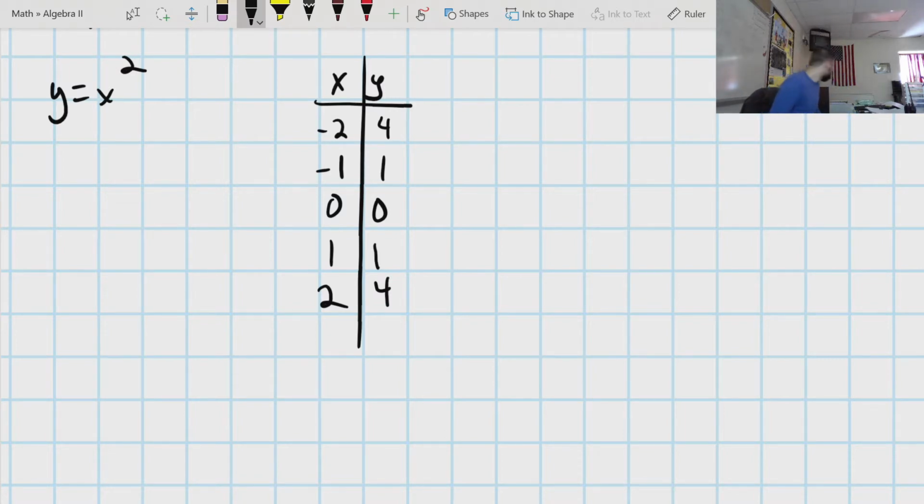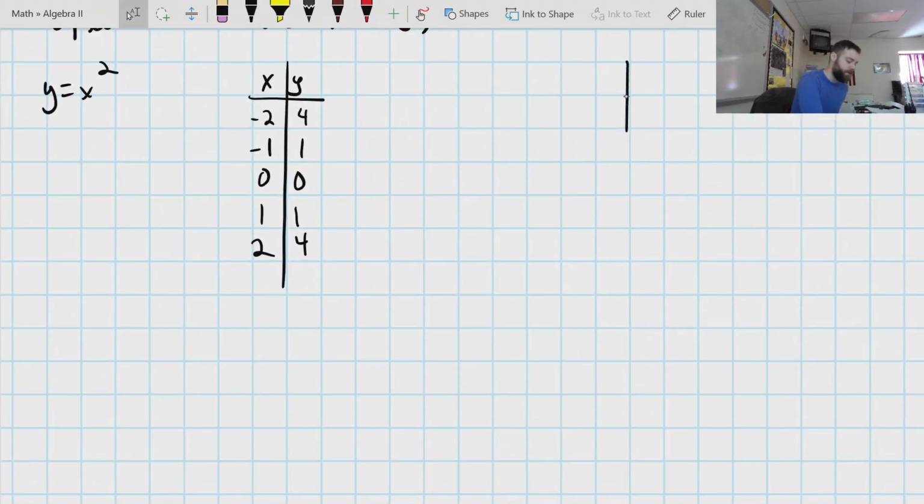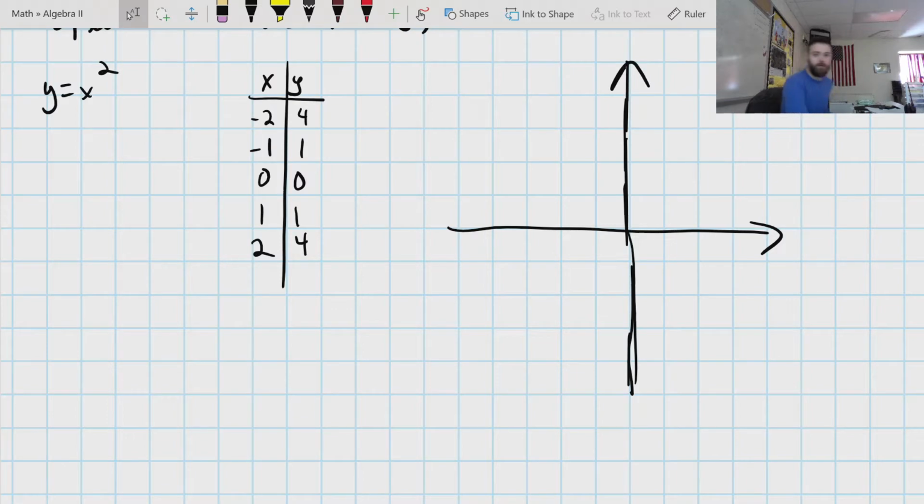So in this case, we've got a set of points that we're going to graph on the xy axis. I'm going to go grab that coffee, and I want you to try and graph these, and then we will talk about the rest.